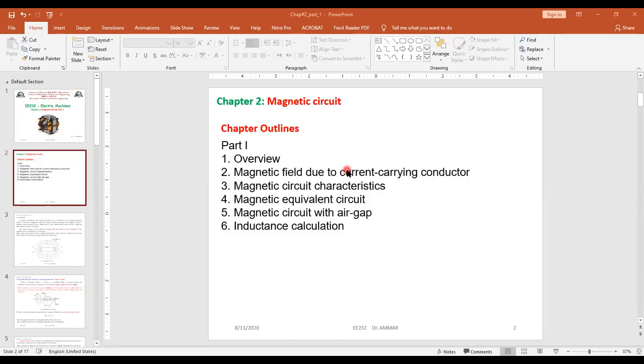So in this part, we have an overview about the magnetic field: the magnetic field due to the current carrying conductor, magnetic field circuit characteristics, magnetic equivalent circuits, which is the analog between electric and magnetic circuits, and magnetic circuits with air gap. And the last element in this part is the calculation of the inductance of the magnetic circuit.